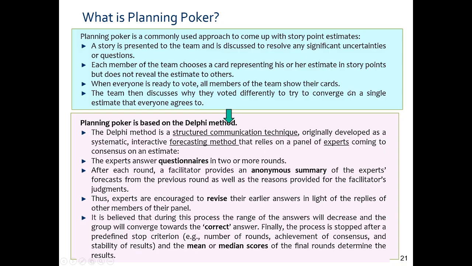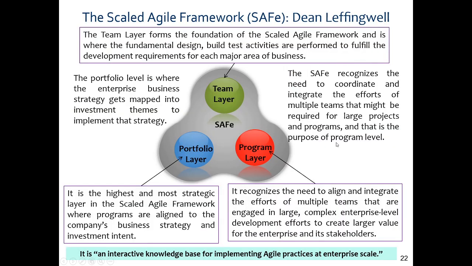Each card has a value just like the Fibonacci series: 1, 3, 5, 8, 13, 21, and so on. Now let us speak about the Scaled Agile Framework, which has been used in industry for quite a long time, maybe around 4 to 5 years, defined by Dean Leffingwell. There are 3 layers you can see: team layer, program layer, and portfolio layer.